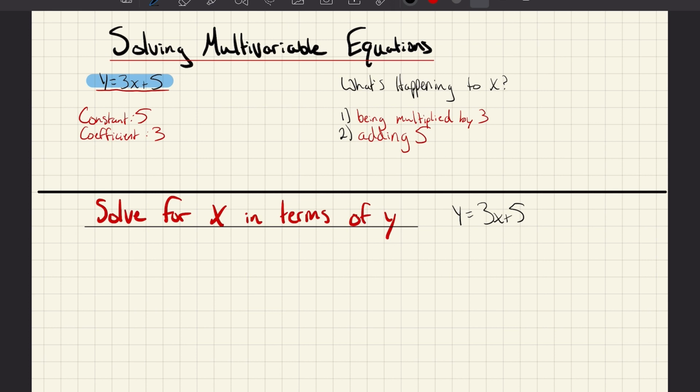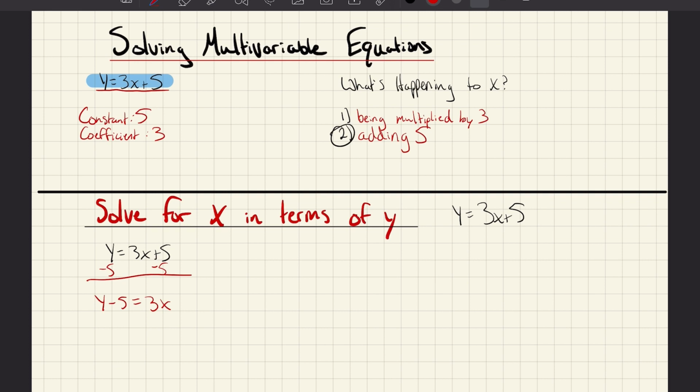And to do that, I'm going to start at the back. So the last thing that's happening to x here when I have my equation y equals 3x plus 5 is that 5 is being added to it. So to undo 5, I need to subtract 5. Because 5 is being added, I'm going to subtract 5 from both sides. So I subtract 5 because subtraction is the inverse operation of addition. And I subtract 5 from both sides because of the subtraction property of equality. And I wind up with y minus 5 is equal to 3x.